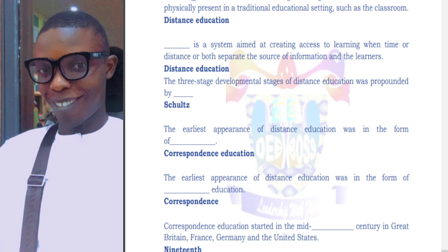Now, for us to have what we have today, that is open and distance learning, this particular education, that is distance education, had to go through different phases. So there are about three developmental stages that distance education went through, and this was according to Chelsea.